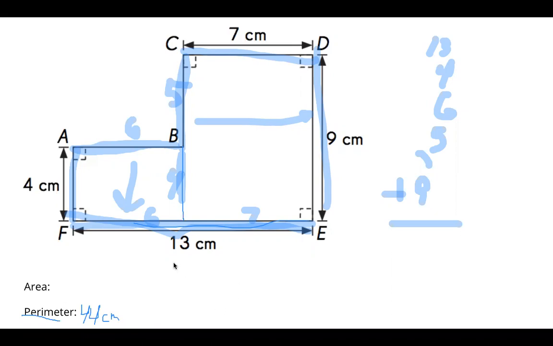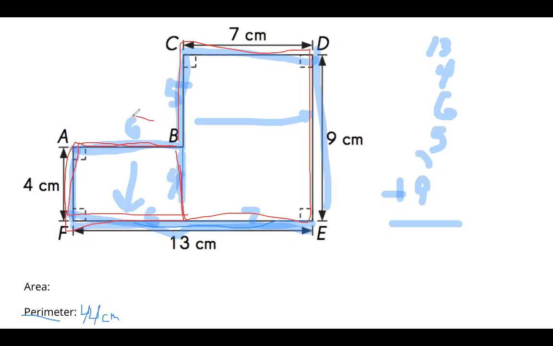So the area of this is, I know that area is how long it is times how wide it is, but in a composite figure, I can't do just the whole thing. I need to find first the area of each rectangle or square. So I have to find the area of this one first, and then I can find the area of this big one and then put them together. So I'm going to start over here with this one.